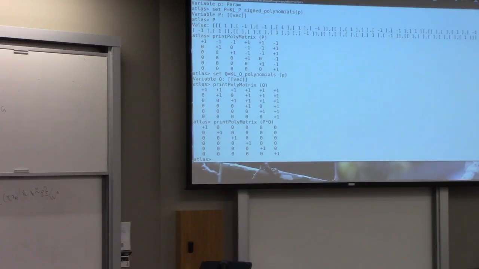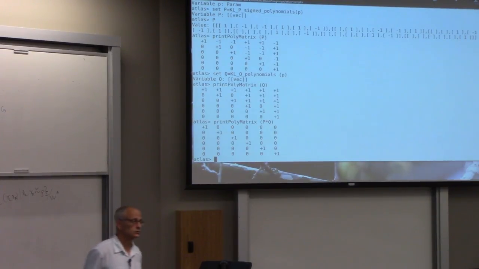So the entries of the matrices P and Q, they're polynomials. I'll do a bigger example where there's some q's. So, these aren't evaluated at 1. These are literally the polynomials. Yes?